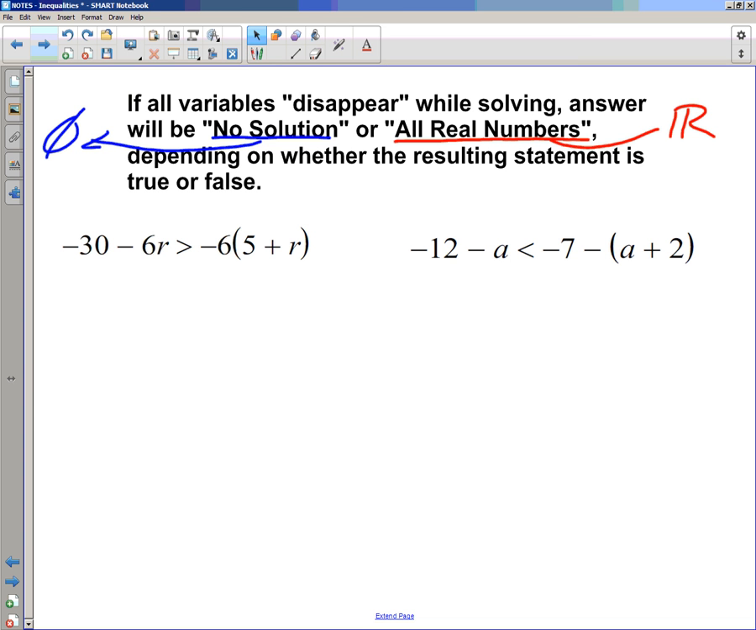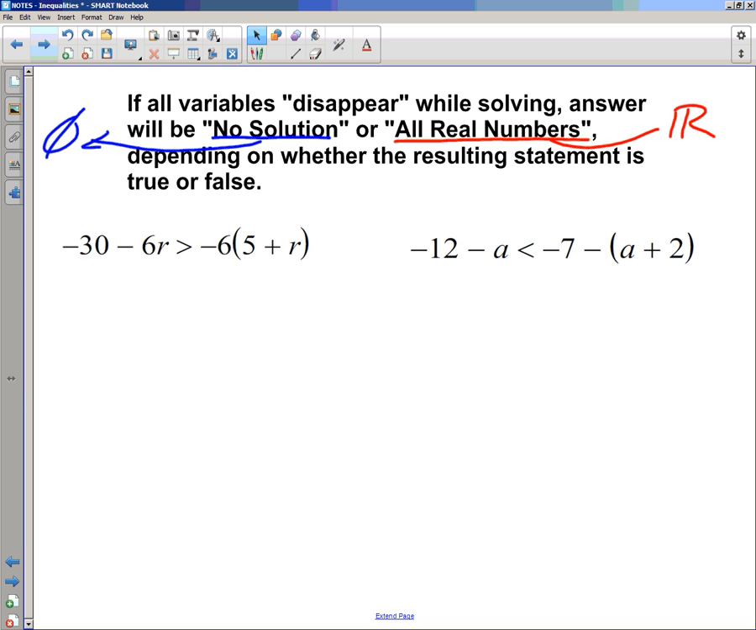And which of those two answers you get depends on whether that statement is true or false. We're going to see one of each here. Both of these equations are going to cause something weird to happen once we solve. We're not going to see any variables left in the equation. One of them is going to give us a true statement. The true statement is going to get the answer all real numbers. The false statement is going to get the answer no solution.